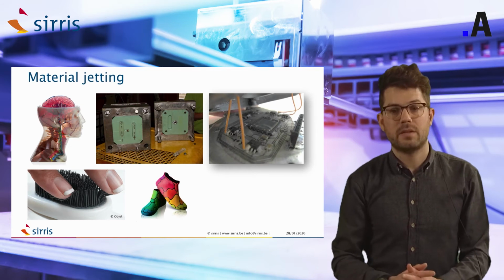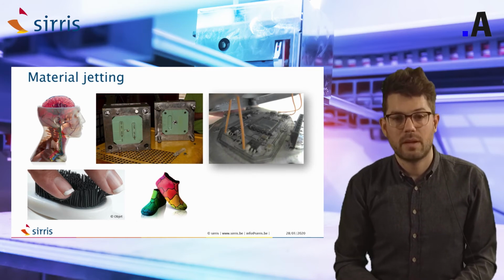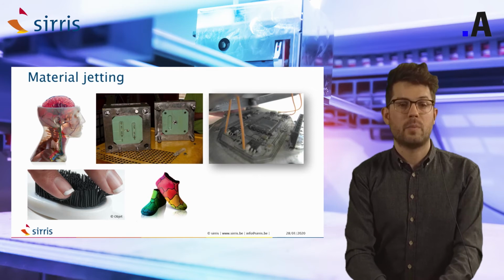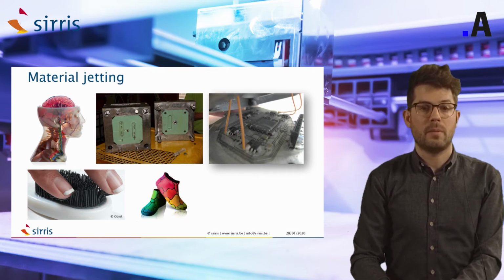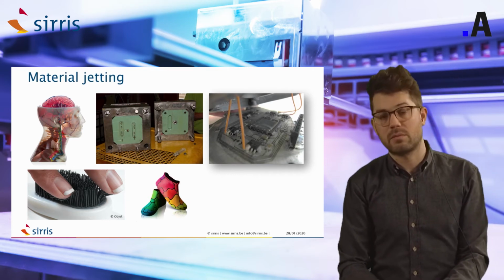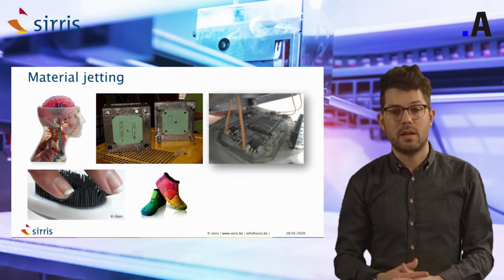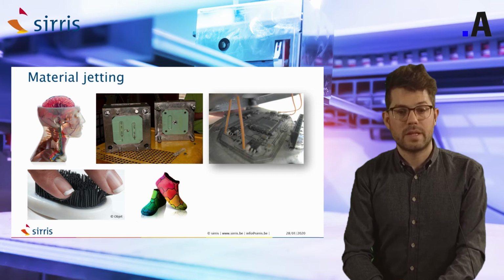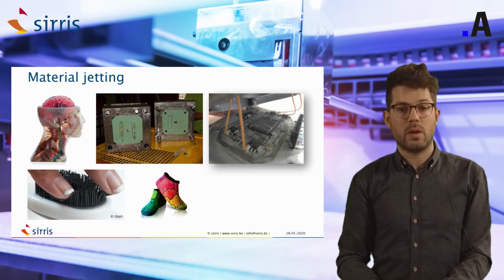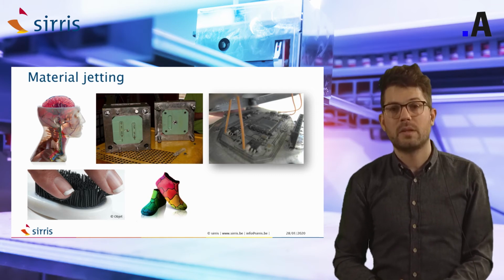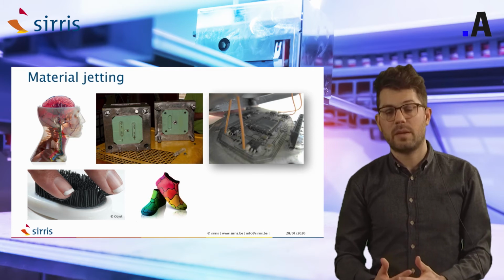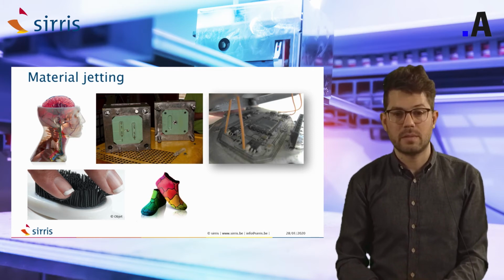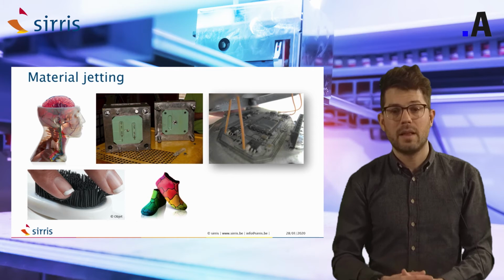Here you see some examples of this technology. So we can print on the left in different colors, even combine it with transparent material. On the bottom you see a part which is printed in one. The white material is rigid, the black material is flexible, so we can combine it.